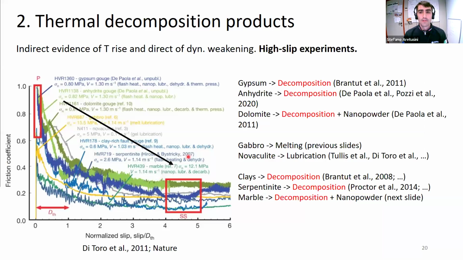And further high slip experiments in a great number of materials, like in this case the Violay et al. 2011 paper, have shown that in many materials, decomposition was associated with the dynamic weakening, so the decrease of shear stress. And it was the case for gypsum, anhydrite, dolomite, clay, serpentinite, and marble. So really a great number of possible fault materials are affected by this.